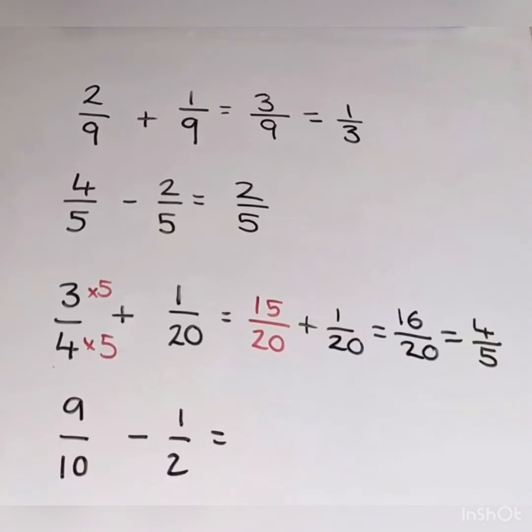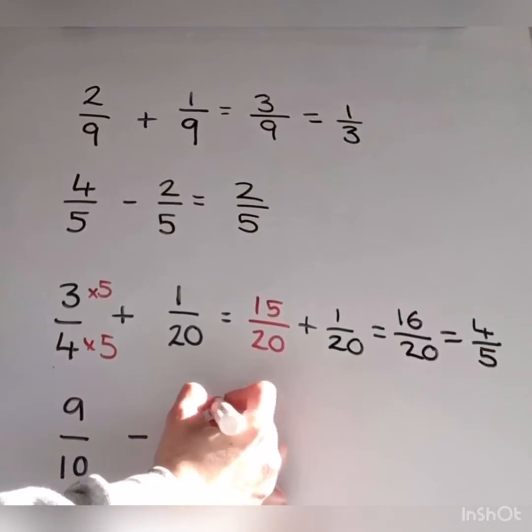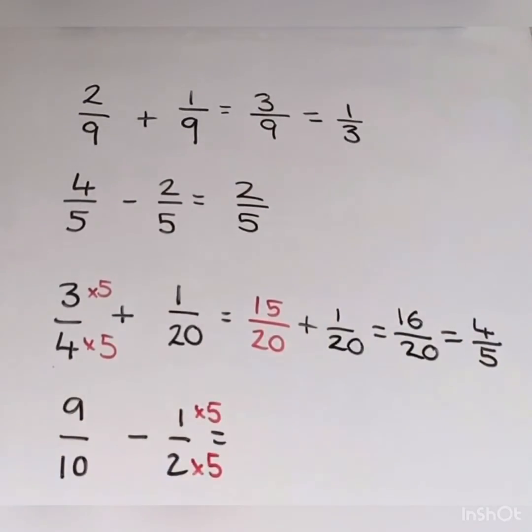Looking at our last question then. I said to you before to look at the one with the smallest denominator, which in this case is the 2. What can I do to 2 to make it 10? And I can times it by 5. Again, doing the same to the top.